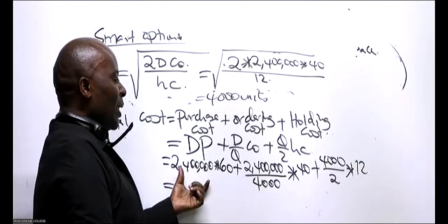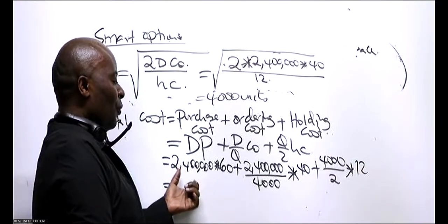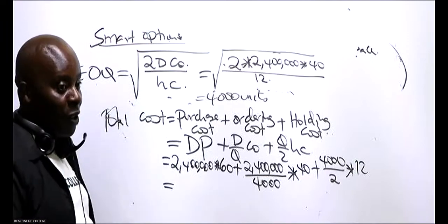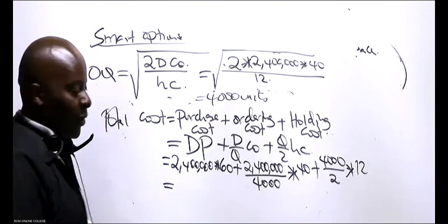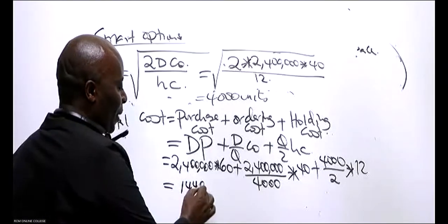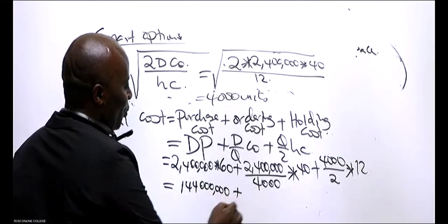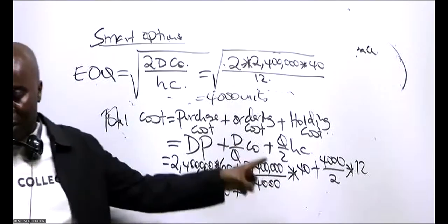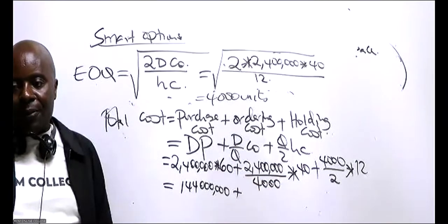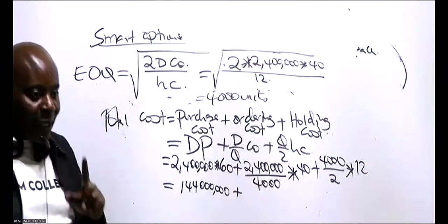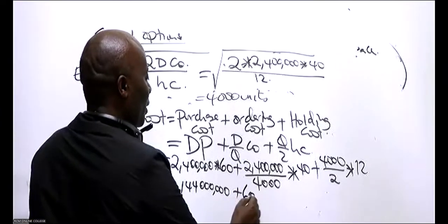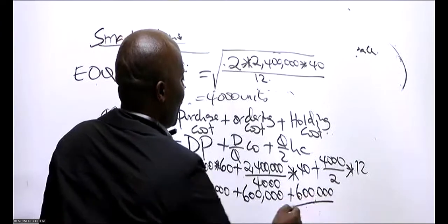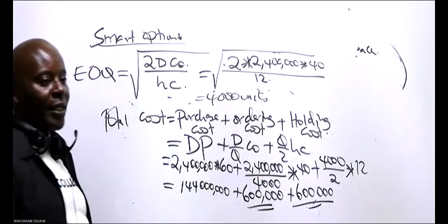I want you to be very patient with me and give me the answers separately. Tell me what is this purchase cost: 2.4 million times 60. Quite a huge figure, right? How much? 144 million. Please go ahead and give me the ordering cost. 600,000. If we are correct, the holding cost must also be 600,000.